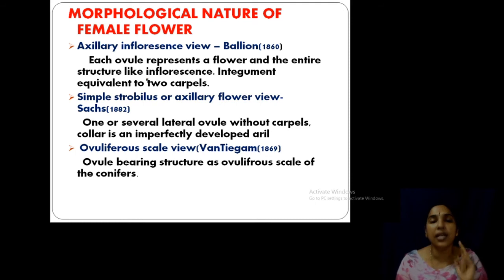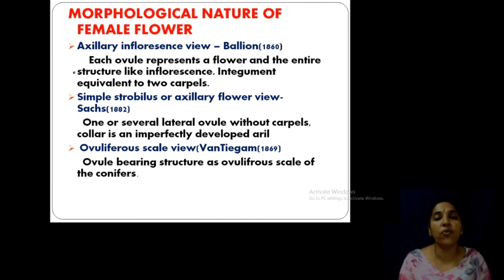Then the integument is equal to 2 carpels, according to Baillon. Then the simple strobilus or axillary flower view by Sachs. According to Sachs, several lateral ovules without carpels, and the collar is an imperfectly developed aril. The aril is an extra structure present in fruits and seeds, so this collar can be compared with the aril according to the second view.